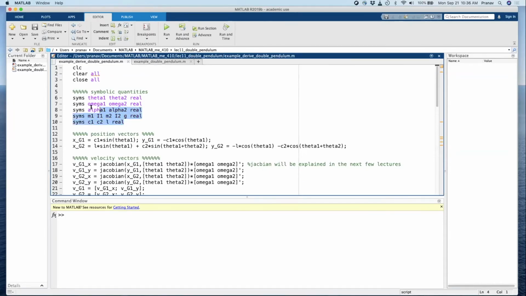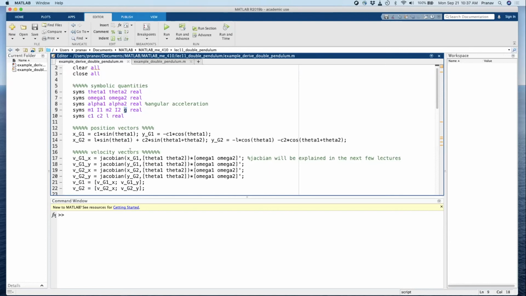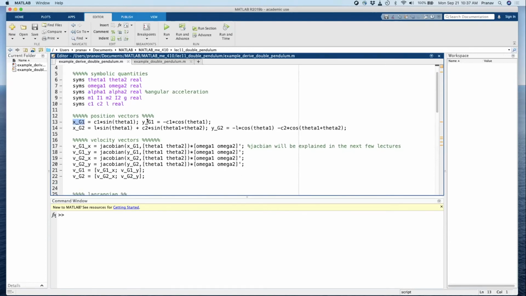Okay, so first of all, I need to define all my symbolic variables. In this case, they will be theta 1, theta 2, omega 1, omega 2. These alpha 1, alpha 2 are the accelerations, or angular acceleration, which is the rate of change of omega 1 and omega 2. And then mass, center of mass, and of course gravity. So xg1, yg1 is copy pasted from my notes, done as it is.